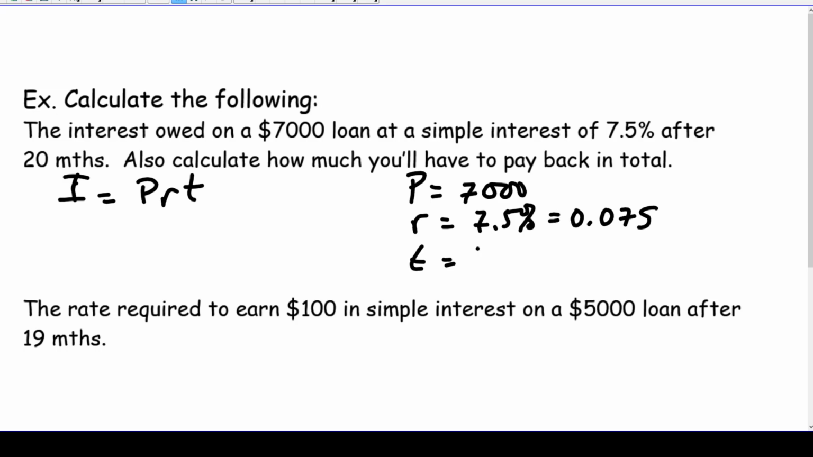And my time is 20 months, but that has to be in years. So to convert 20 months into years, I have to divide it by 12. That's because the interest rate, even though they didn't tell you folks that the interest rate is per annum, you always assume that it's per annum. All right. So 20 divided by 12 gives 1.67 approximately. And now I can just plug that right into the formula.